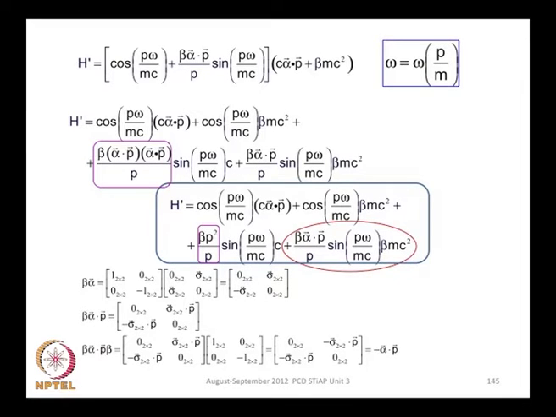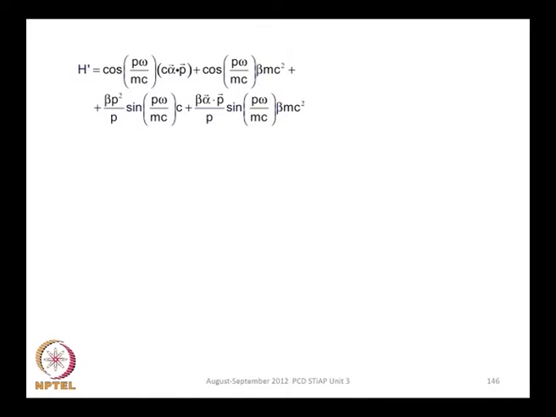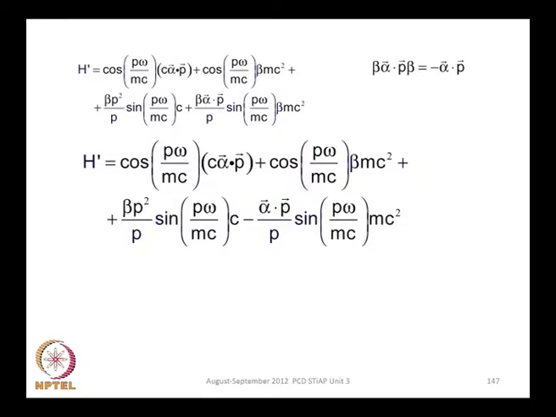And you find that this beta alpha dot p, when it is bracketed by beta on either side, is nothing but minus alpha dot p. So you can simplify this operator over here in the last term. So that is what we have done here. You have got beta alpha dot p beta equal to minus alpha dot p, and that is what comes over here in the fourth term.